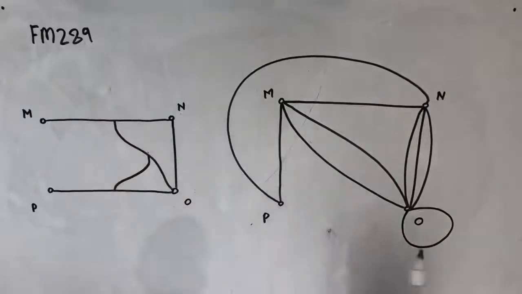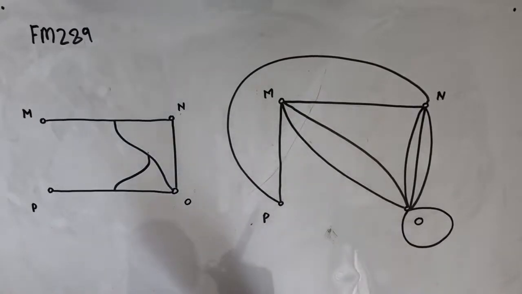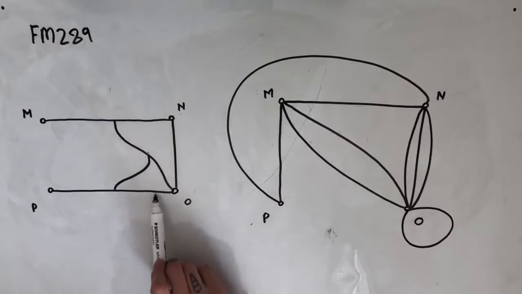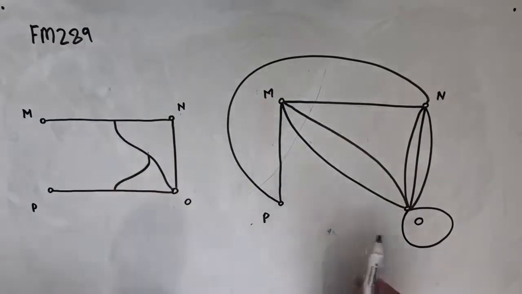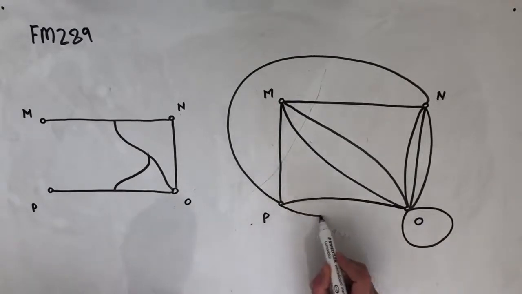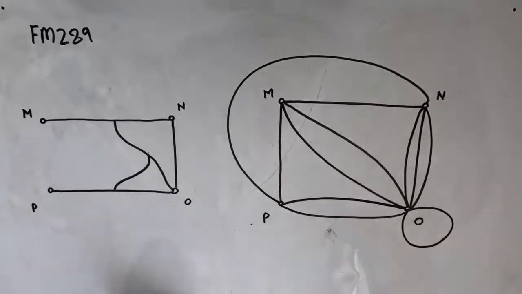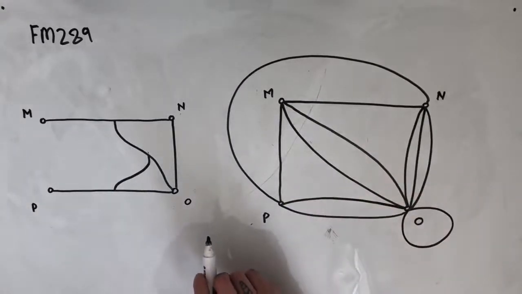Finally, looking at the connections between vertex O and vertex P. Are there any connections to be made? There's one trail that leads like this, and then a second trail we can take along like that. So we're going to put two edges in between those two vertices, and that should be our final graph.